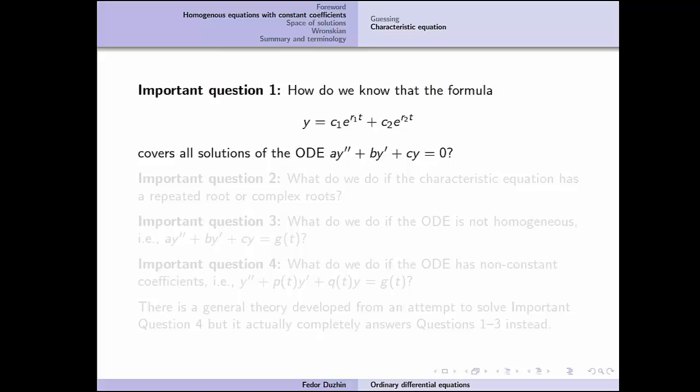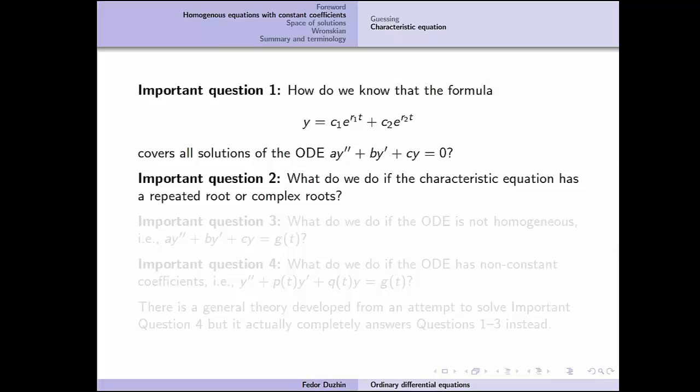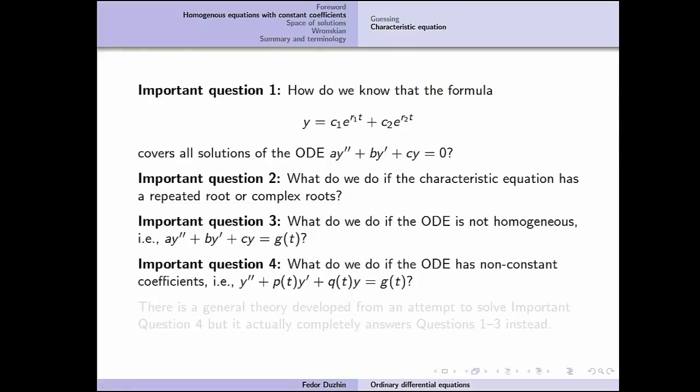Alright, so a few questions that we still haven't solved. First, how do we know that this formula covers all solutions of the differential equation? Second, what do we do if the characteristic equation has a repeated root or complex roots? Third, what if the original differential equation is not homogeneous? And finally, what happens if the coefficients of the differential equation are not constant but rather some functions of t?